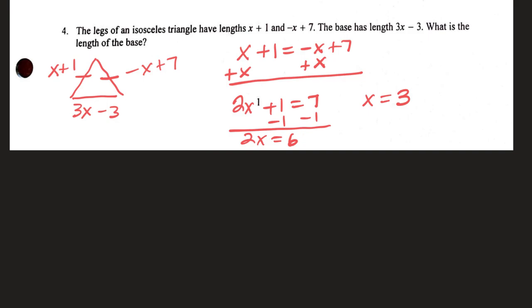Now we're trying to look for the base. So you have to substitute 3 times 3 minus 3. So 3 times 3 is 9, 9 minus 3 is 6. So the length of the base is 6 units long. And the length of each side is 4 units in length.